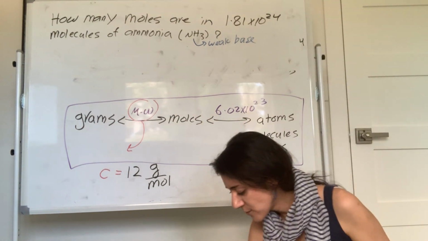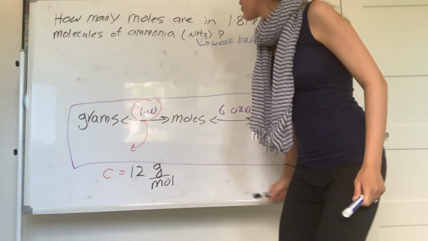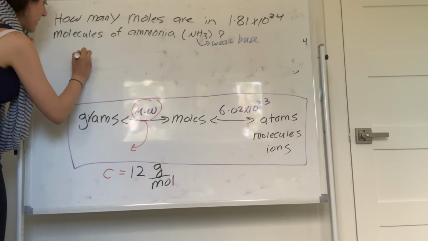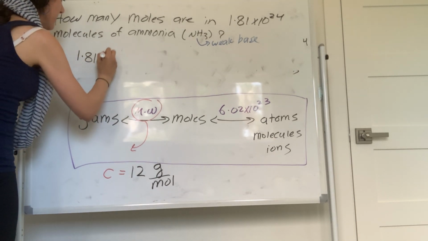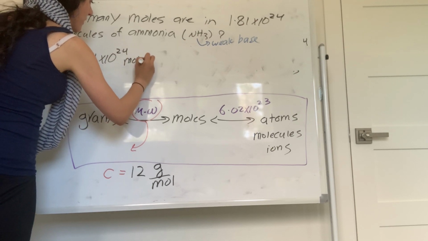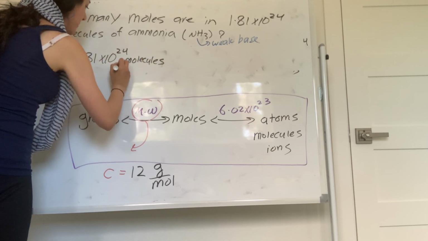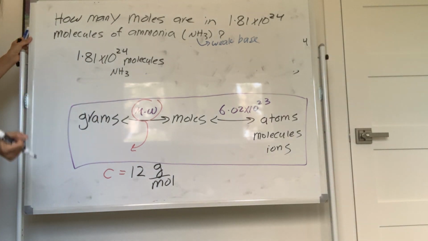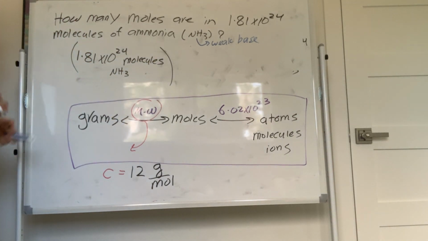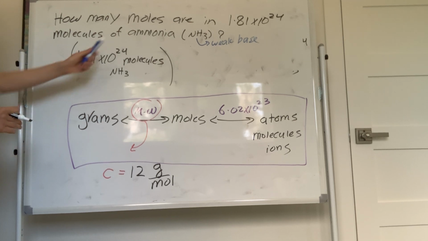So let's go back to the actual problems here. It says how many moles are in this. So I want to write down what's given to me, which is 1.81 times 10 to the 24th molecules of ammonia. That's what I have. And ammonia is NH3. Don't forget that. Next time when you read the label, it says ammonia free, you go, I know that. That's a weak base. It's NH3. So 1.81 times 10 to the 24 molecules. But what do I want?